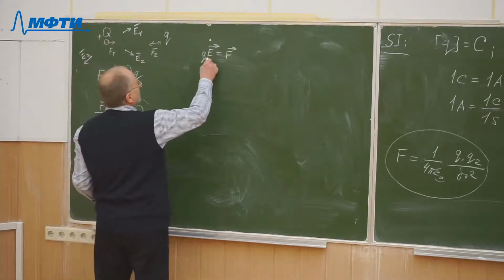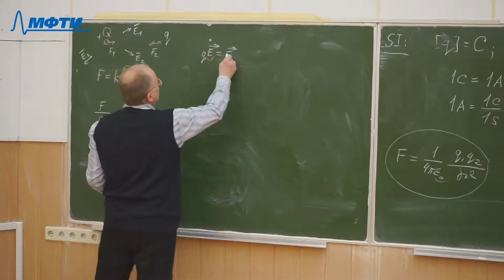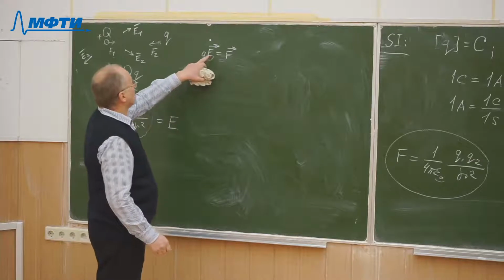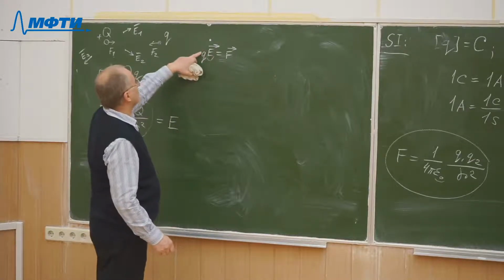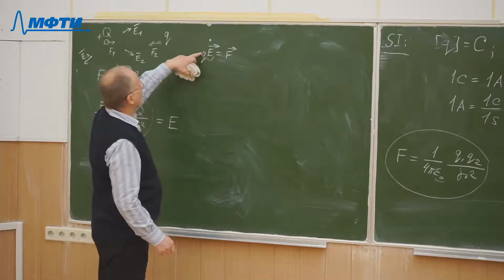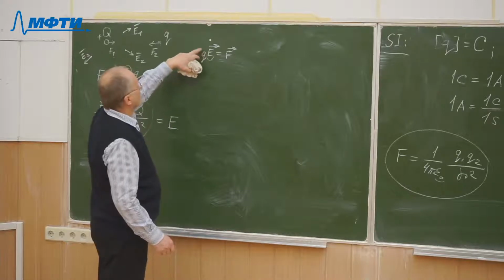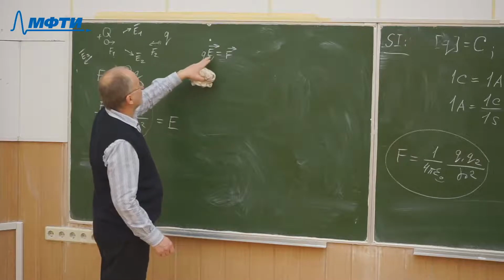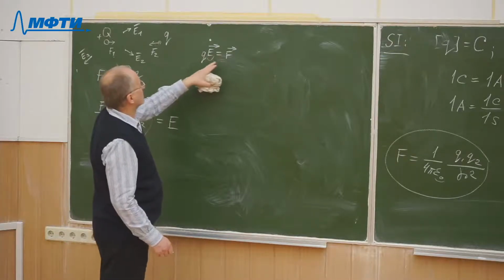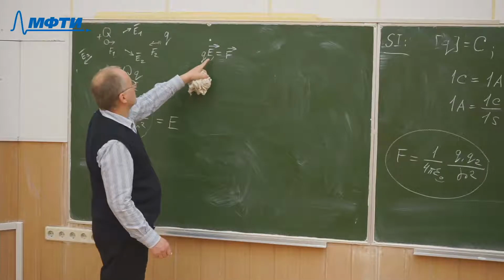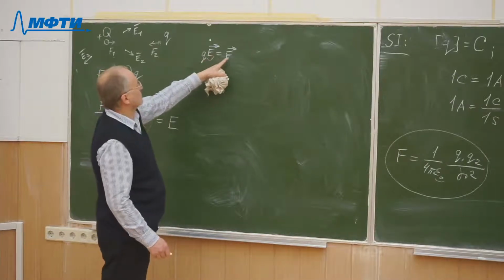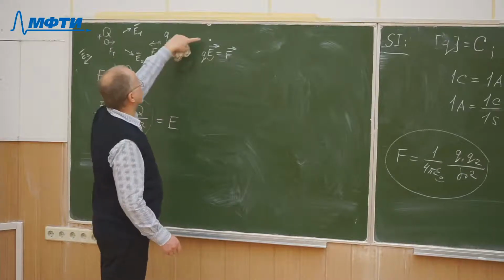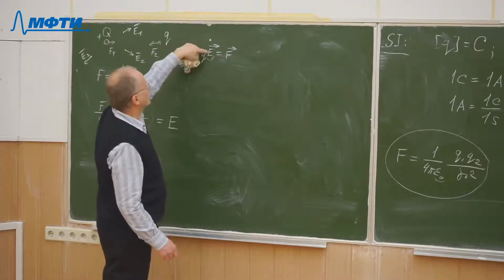What is a vector of field strength? Looking at this formula, we may understand the physical meaning of this vector. This is the force acting on a unit charge. If charge q is 1 Coulomb, then we will arrive at this relationship that the field strength is just the force acting on a unit charge placed at this particular point where we consider the field strength.